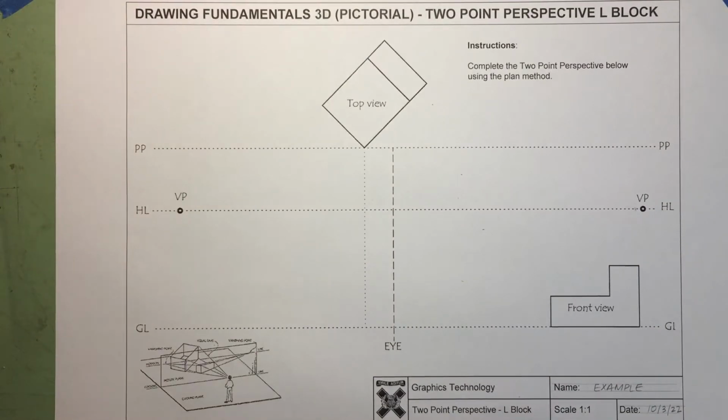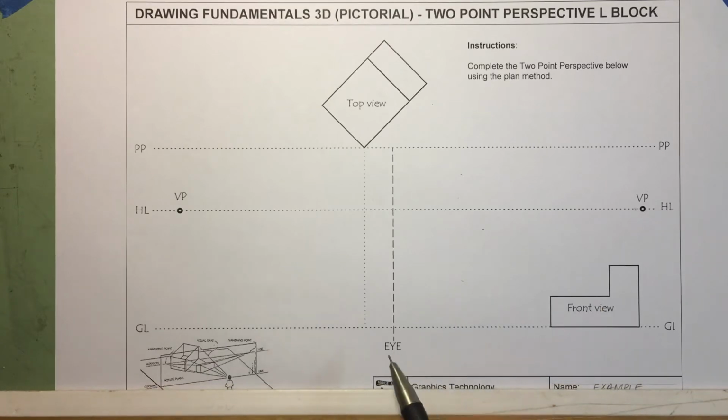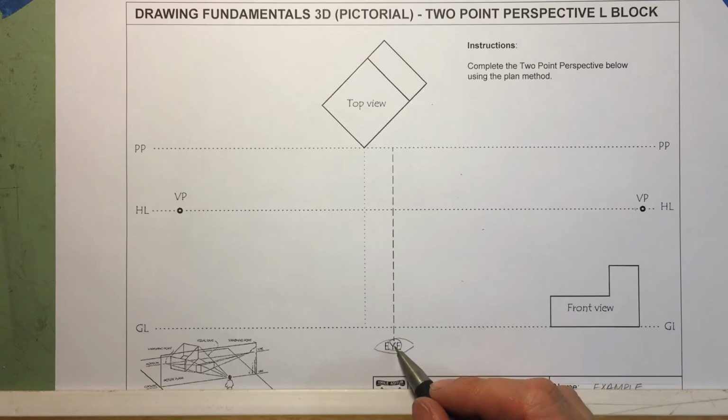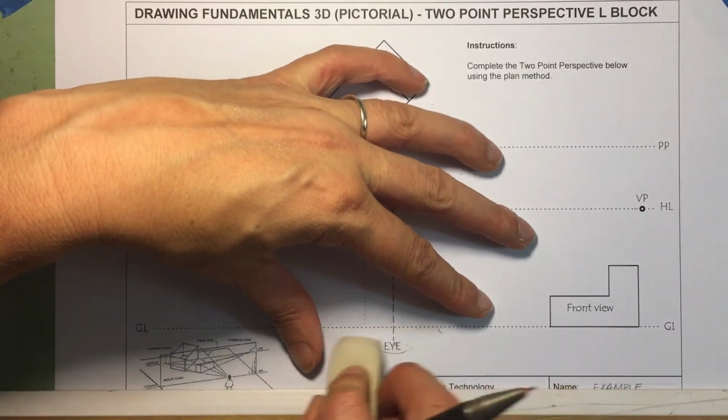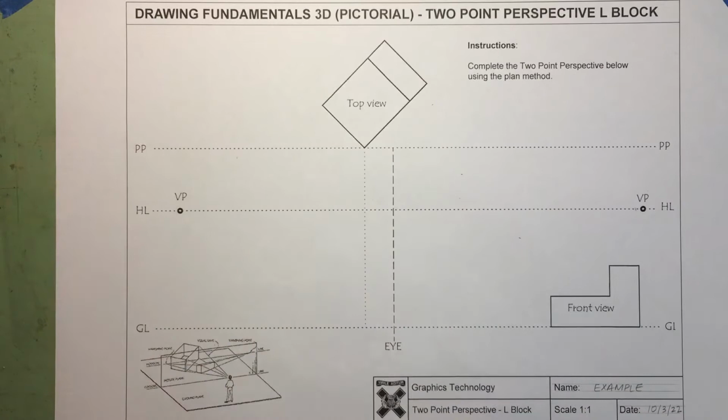So we've got the classic L block here. This is our eye. So we're looking at it from here. This is our center of vision, okay? All right, so we're going to be using this, and that's important. I just did that for illustration purposes. I really don't like having those sorts of things on my sheet. I like it clean. It's a technical drawing.